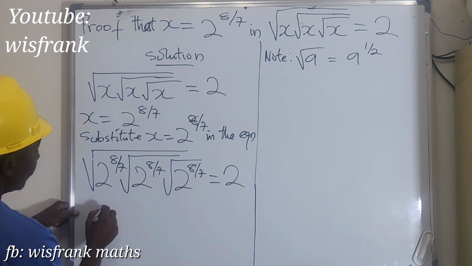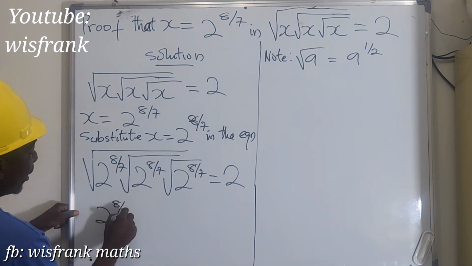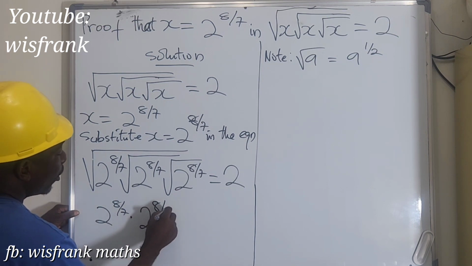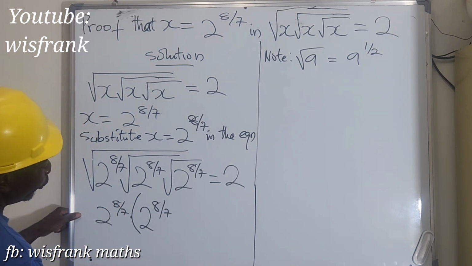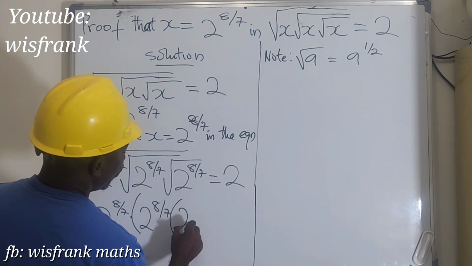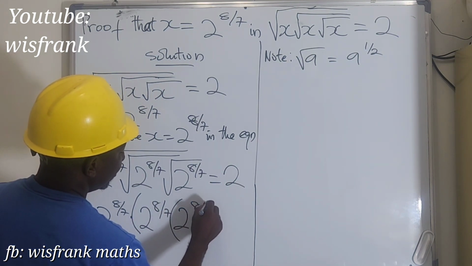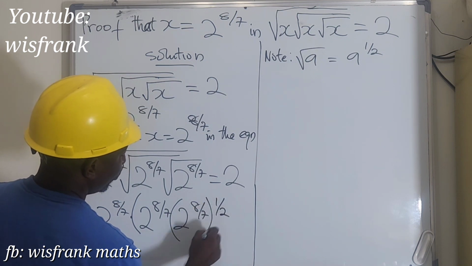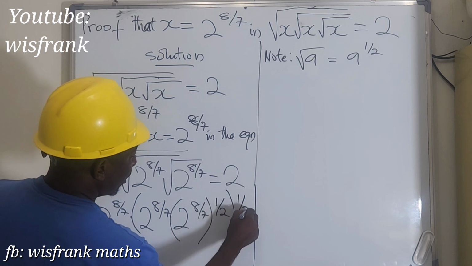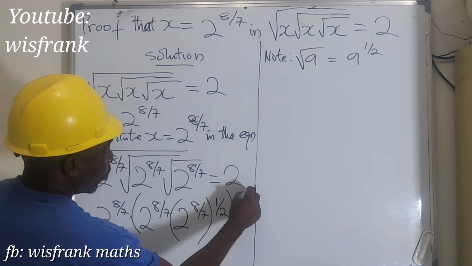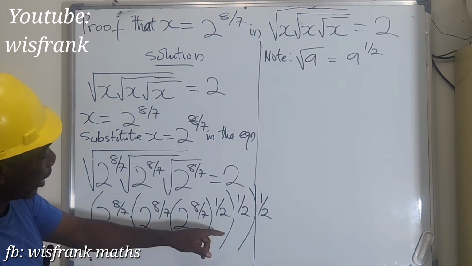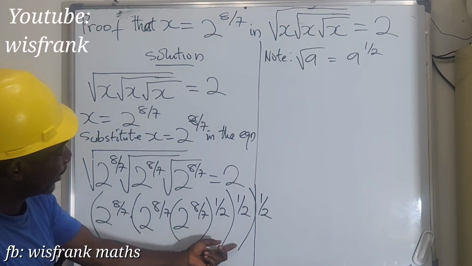So this will become 2 raised to the power of 8 all over 7 times 2 raised to the power of 8 all over 7. Okay, we introduce a parenthesis here, then we introduce another parenthesis here, 2 raised to the power of 8 all over 7. So this is 1 all over 2 for the first one. Then the second parenthesis, we have 1 all over 2. Then for this one, we have 1 all over 2. So this is what we have, and we are going to expand this out.